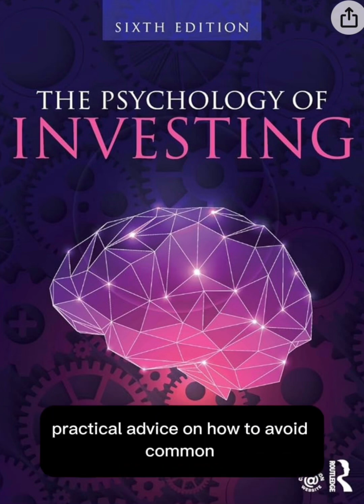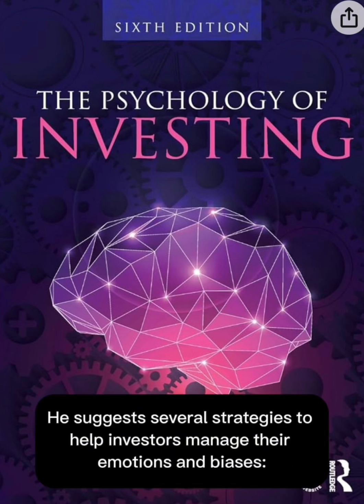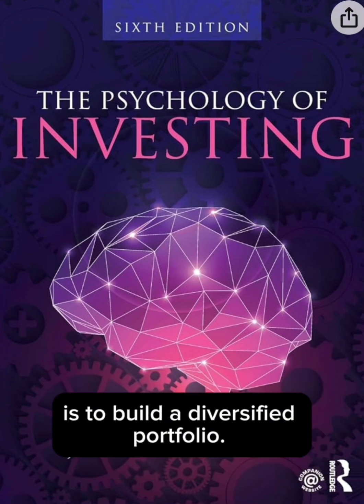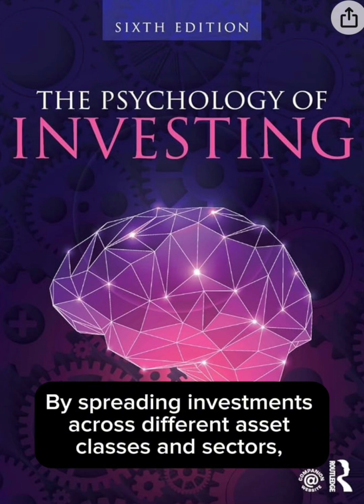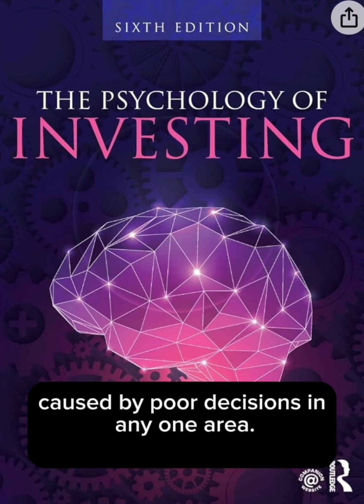Behavioral pitfalls and strategies for improvement. Nofsinger provides practical advice on how to avoid common psychological pitfalls in investing. He suggests several strategies to help investors manage their emotions and biases. 1. Diversification. One way to mitigate the impact of emotional decision-making is to build a diversified portfolio. By spreading investments across different asset classes and sectors, investors can reduce risk and limit the damage caused by poor decisions in any one area.